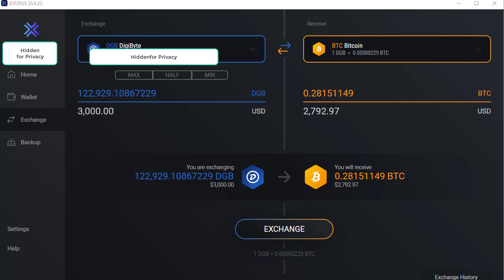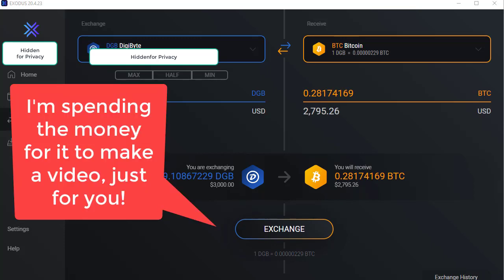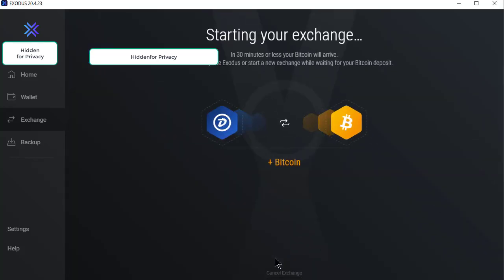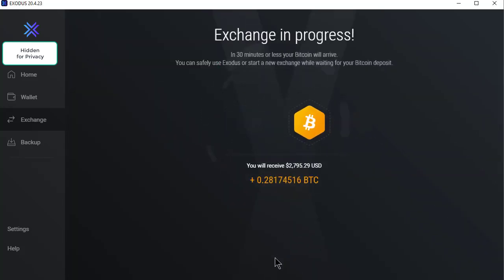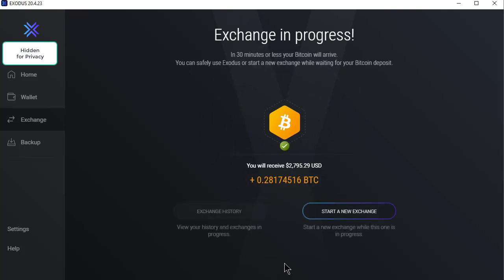So I set out today to actually try this exchange function in Exodus. So I'm going to go ahead and do it, even though I might save another 3 or 4% or $100 if I spend 30 minutes to an hour of my time. So you actually have to consider how much your time is worth. So today I'm going to hit the exchange button here and let it rip. It says in 30 minutes or less, your Bitcoin will arrive. You can safely use Exodus or start a new exchange while waiting on your Bitcoin deposit.